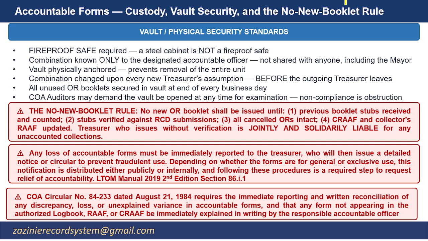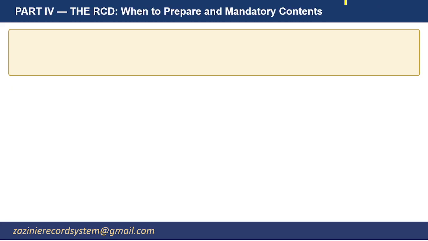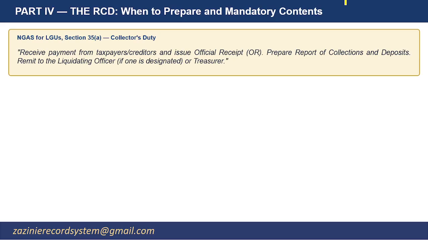Any accountable form that does not appear in the authorized logbook, the report on accountability, or the consolidated report must be explained in writing immediately. Silence is never an acceptable response to a missing form. Next slide.